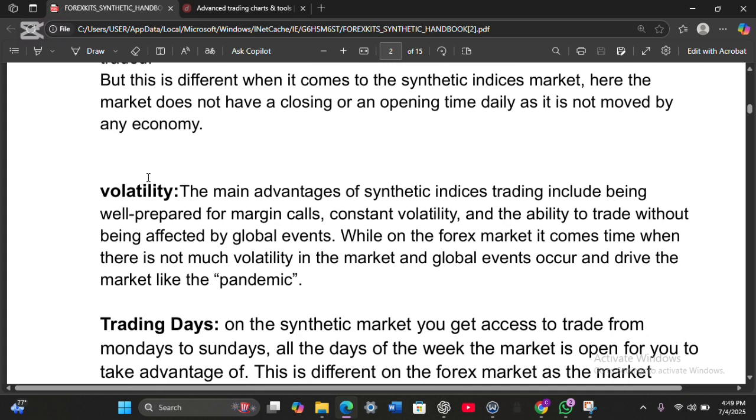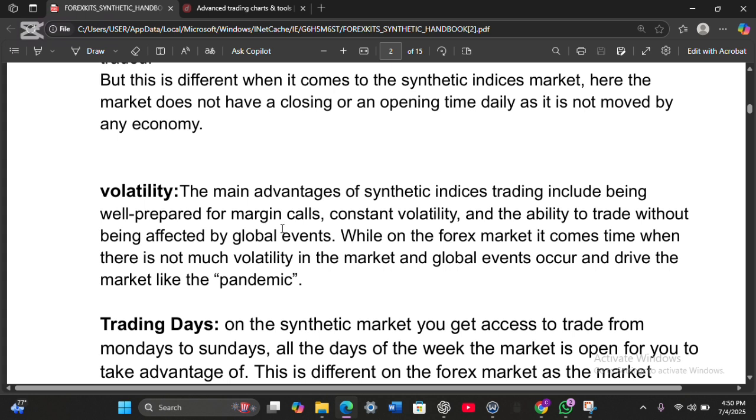And also I will talk about volatility. The main advantages of synthetic indices include being well prepared for margin call, constant volatility, and the ability to trade without being affected by global events. While on forex markets, there comes a time when there's not much volatility in the market, and global events occur and drive the markets, like the pandemic. So when it comes to the forex market, there are things that drive the market. Sometimes there is not much volatility, and there are times that there is a lot of volatility in the market.